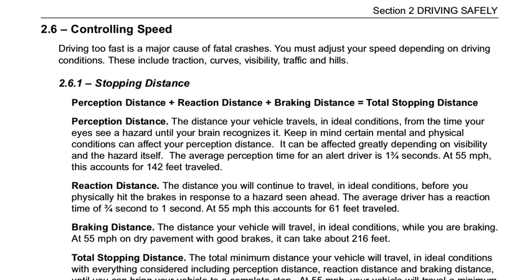2.6 Controlling speed. Driving too fast is a major cause of fatal crashes. You must adjust your speed depending on driving conditions. These include traction, curves, visibility, traffic, and hills.